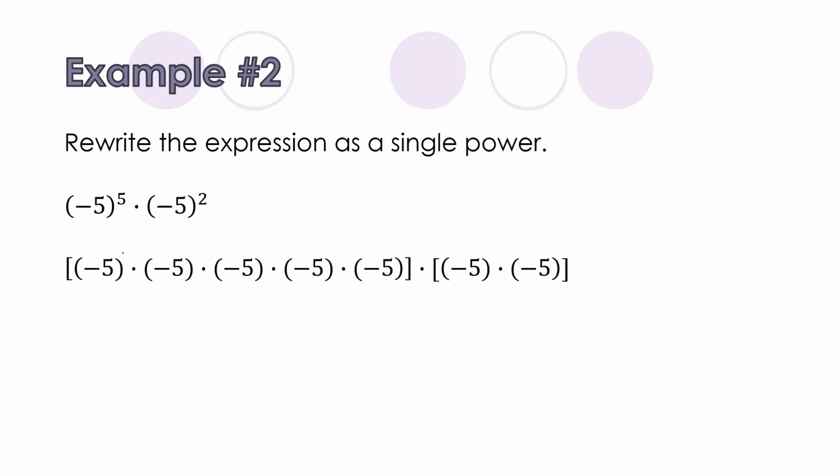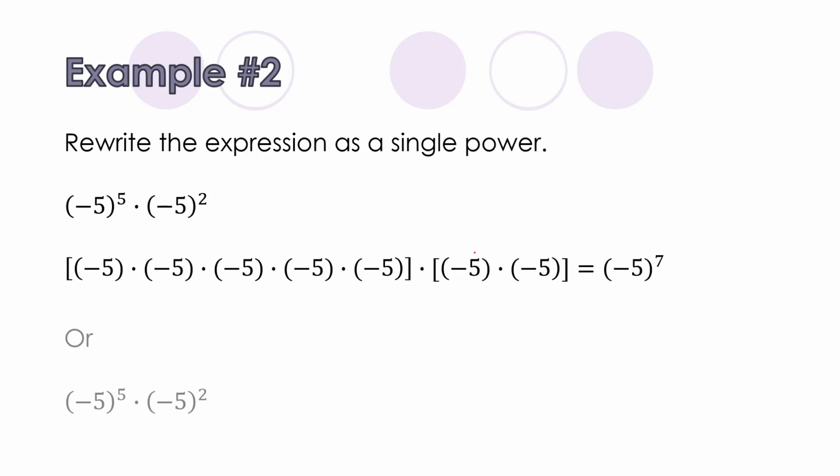You'll notice in the first one here, and I used brackets to hold this all together, there are 1, 2, 3, 4, 5 negative 5s being multiplied together. And in the second one here, we have the factor negative 5 being used twice. That's for negative 5 to the second power. And if you count that up, there's 7 of them. So that means that (negative 5) to the fifth power times (negative 5) to the second power is (negative 5) to the seventh power. Now again, that's the long way to do it.